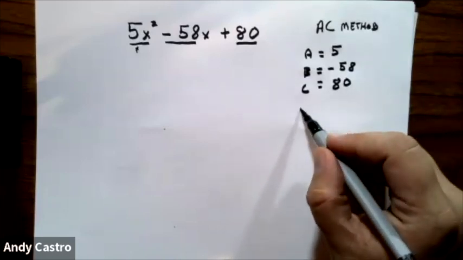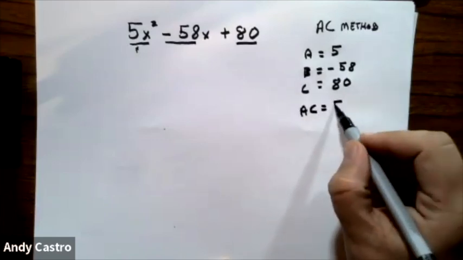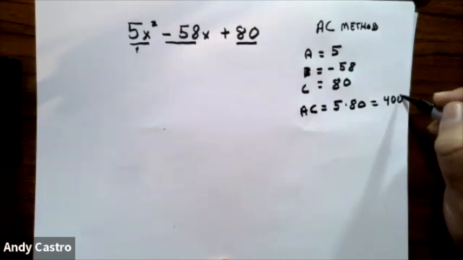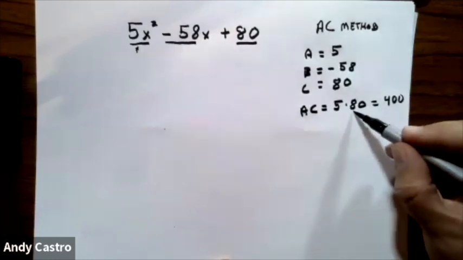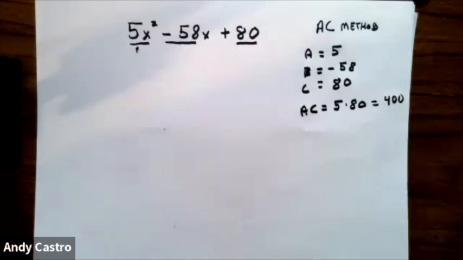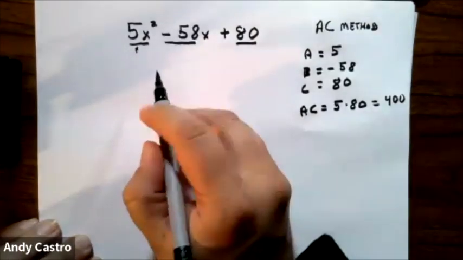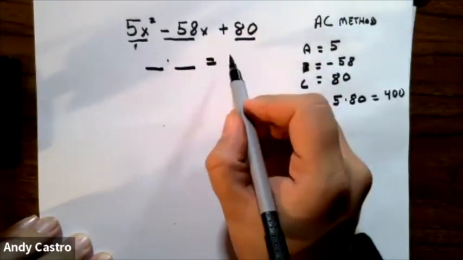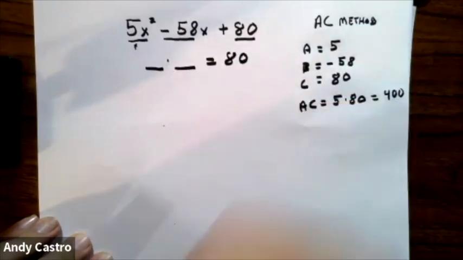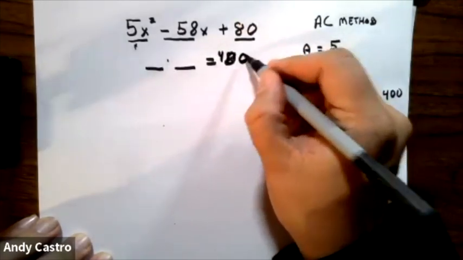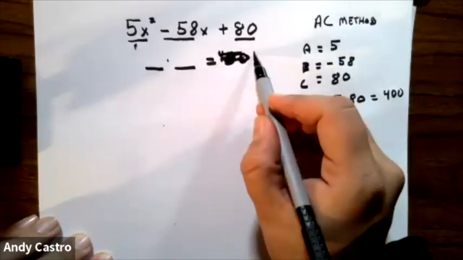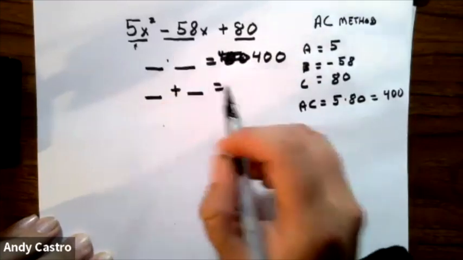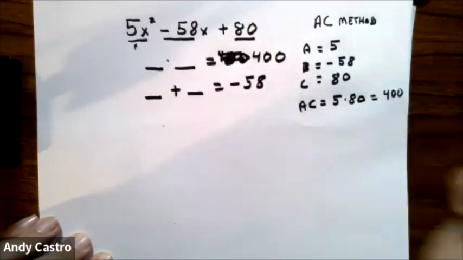Now my AC is 5 times 80. 5 times 80 is 400. 5 times 8 is 40, and then I have the extra 0, 400. So I am looking for two numbers that multiply to give me, I'm sorry, 400. What am I saying? 400. There we go. And those same two numbers need to add to B, which would be negative 58.